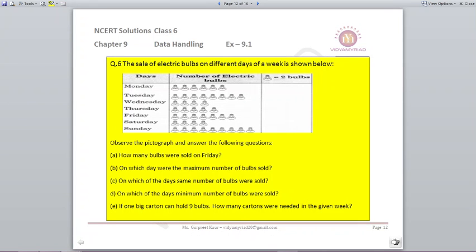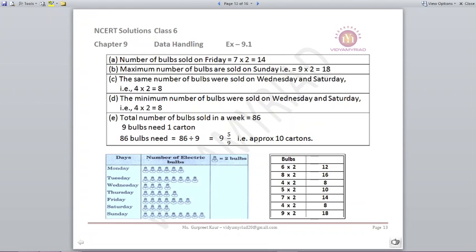How many bulbs were sold on Friday? Let us see from the data. On Friday, we had 7 bulbs. So 7 into 2, 14 bulbs were sold. B. Maximum number of bulbs were sold on Sunday. If you see, the maximum number is 18 out of the full information. That is the highest number, and that was on Sunday.